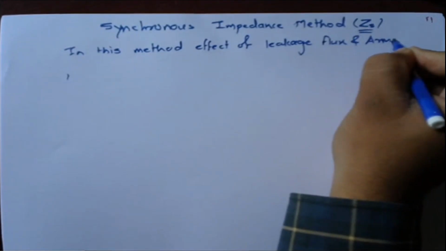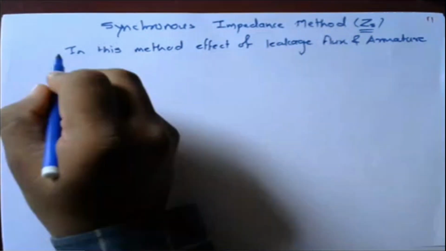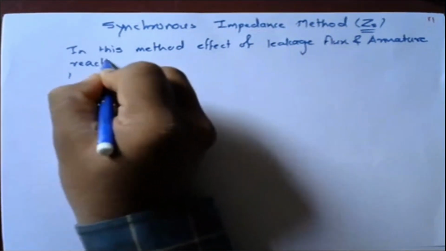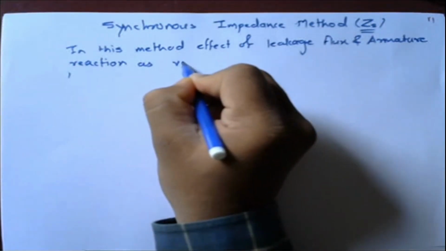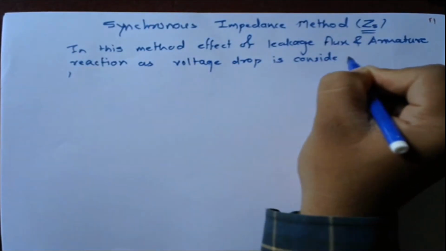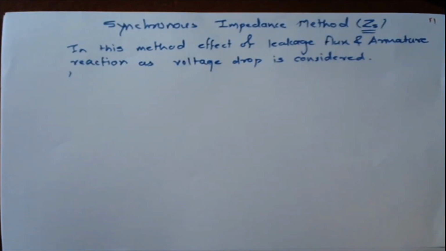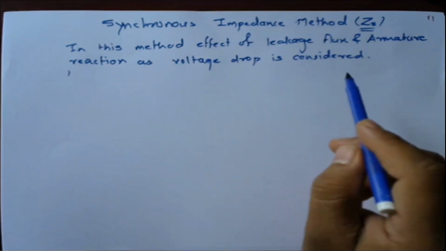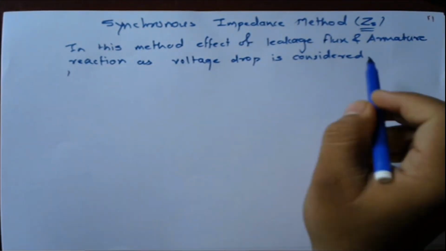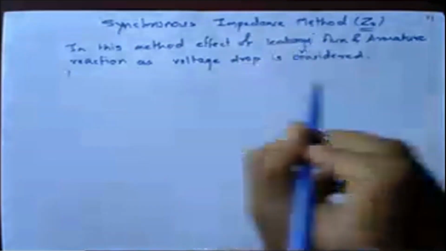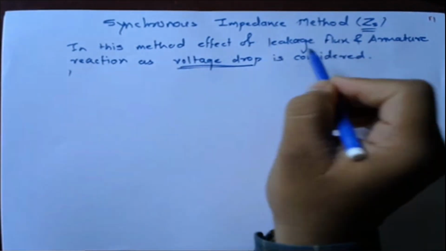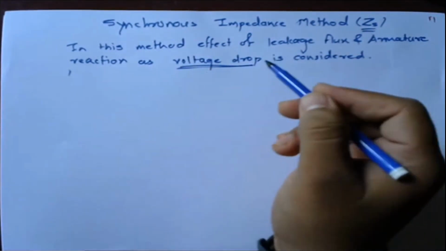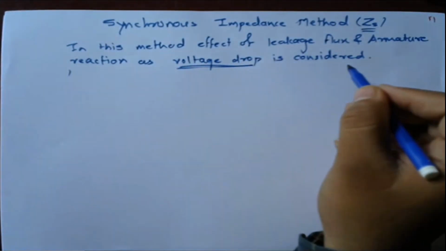You know what is leakage flux? Yes or no? Yes. Okay. So the effect of this leakage flux and armature reaction as a voltage drop is considered. Fine. Keep in mind. So the substitution of this voltage for the flux is the reason it is called a synchronous impedance method. Instead of flux, we are representing that flux as a voltage drop. So it is called an EMF method.